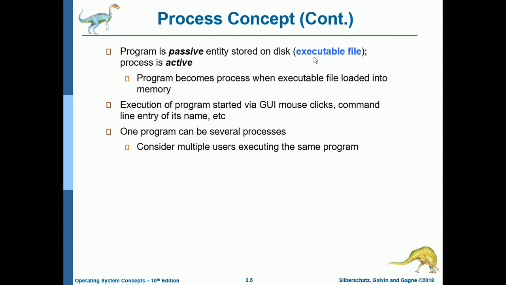One program can be several processes. Consider multiple users executing the same program. For example, you have two slideshow presentations and you open them at the same time. Those two instances of the slideshow program can be several processes because presentation A is different from presentation B, but they're still using the same slideshow program loaded into memory. That's why each is a process.